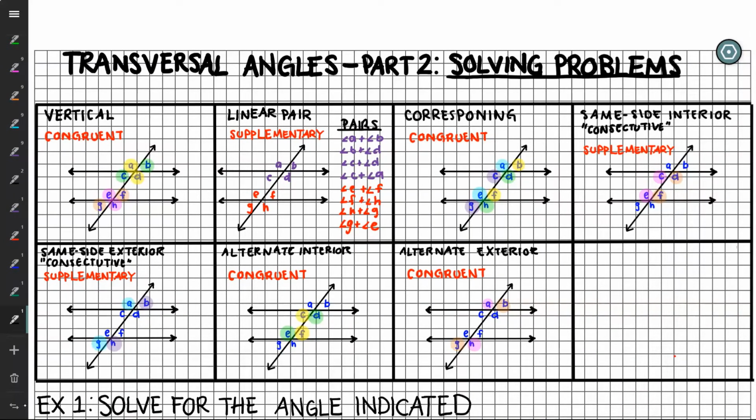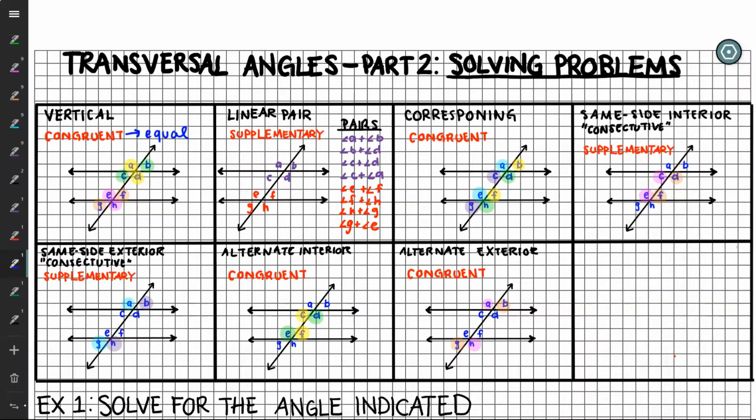So we're going to start with our vertical angles. Vertical angles are angles that are across from each other. So we're looking at angles A and D, angles C and B, angles E and H, and F and G. Those are all vertical. And vertical angles are congruent, which here means that they are equal or that they have the same measure.